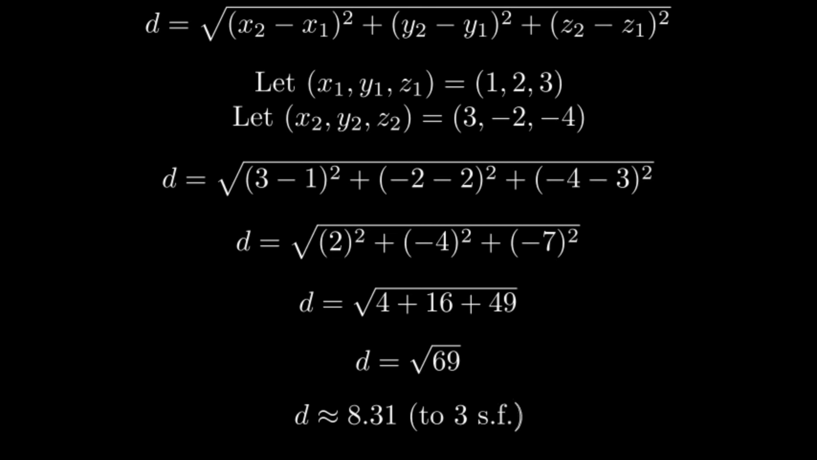The square root of 69 is approximately 8.31. So the distance between the 2 points is about 8.31 units. As you can see, once you have the formula, it's a matter of careful substitution and calculation. We have successfully used the formula to find the distance between 2 points in 3D space.